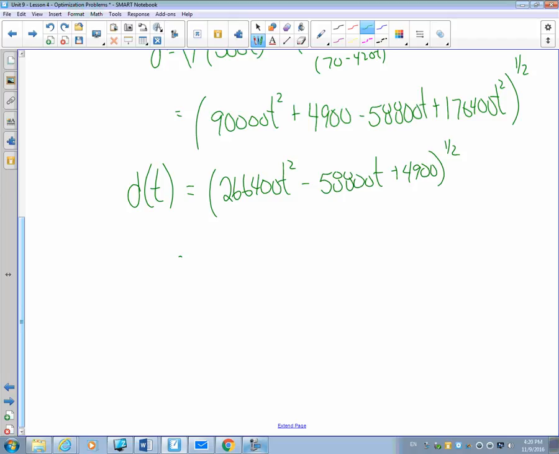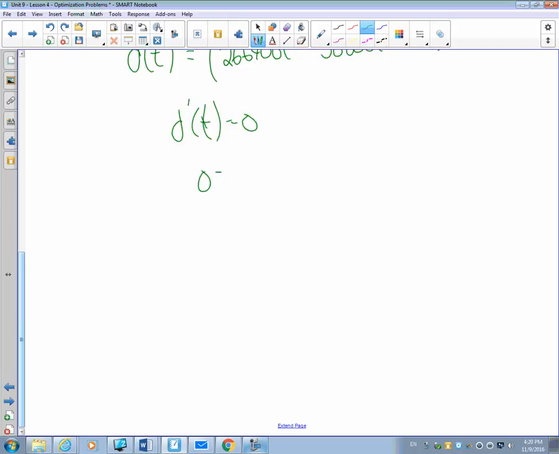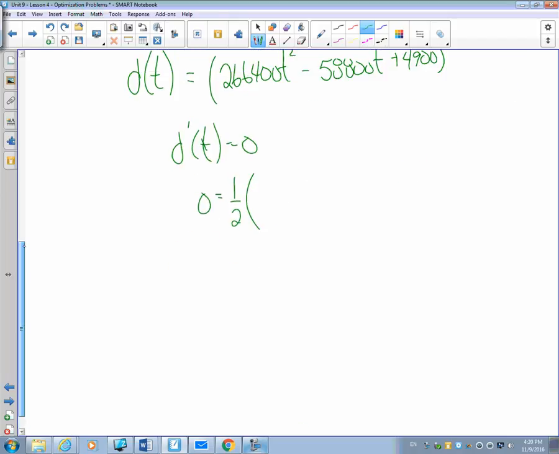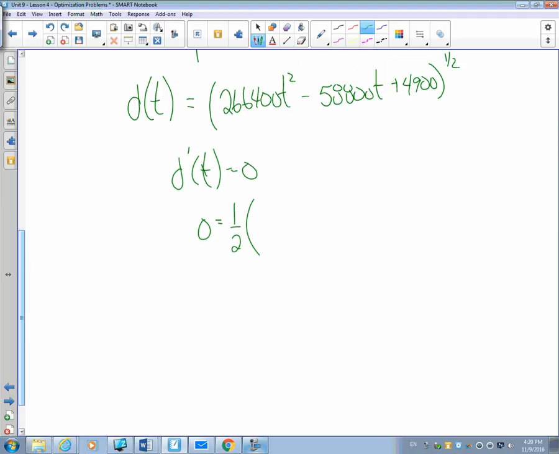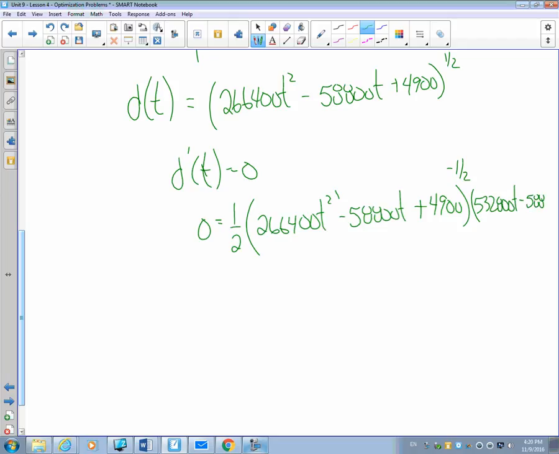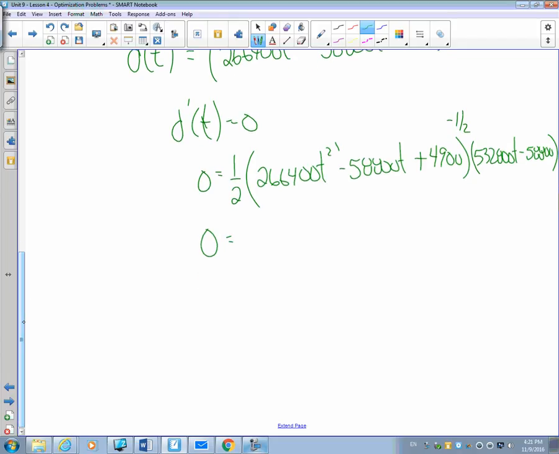I want to take my derivative now. I want to set it equal to 0 because I want to know when I minimize my distance. So, same thing we did before. Half comes down in front. Okay, our bracket stays exactly the same. So 266,400t squared minus 58,800t plus 4,900, now to the negative 1/2. Derivative of the inside piece, really small here, 532,800t minus 58,800. Okay, let's write the fraction form to make our life easier so we can cross multiply.